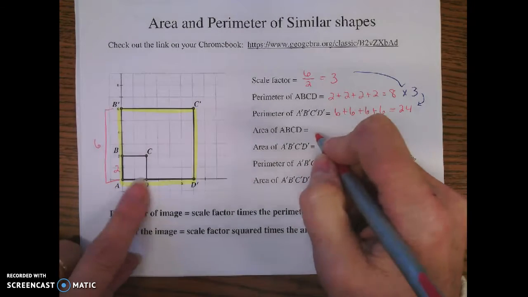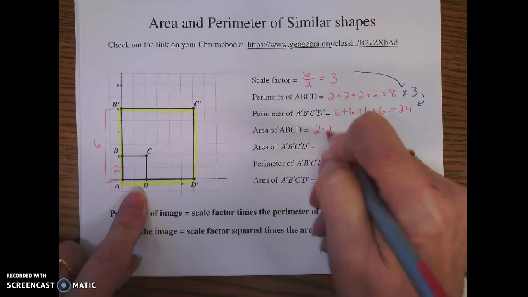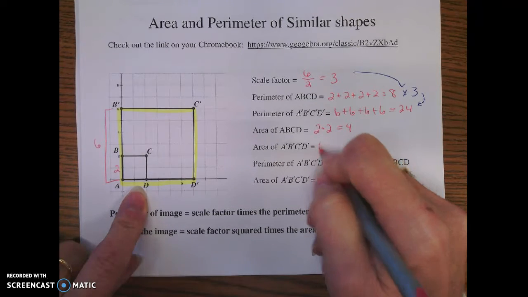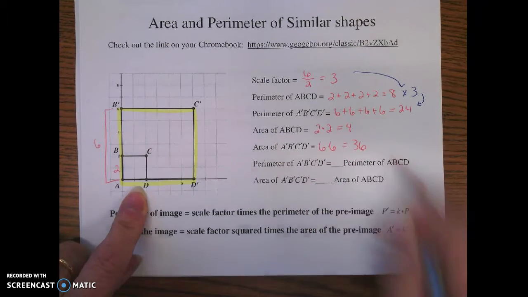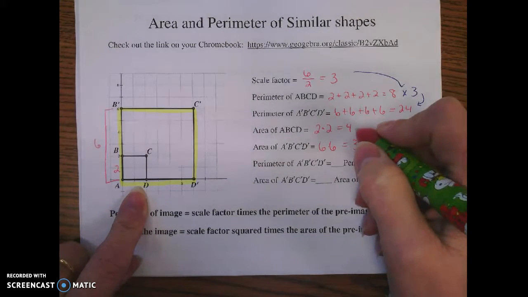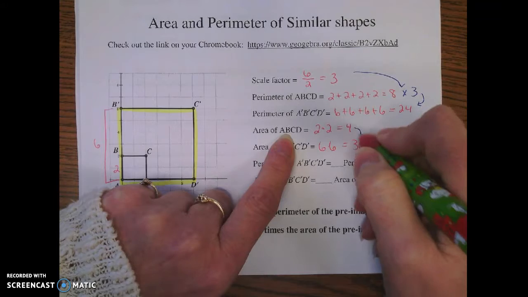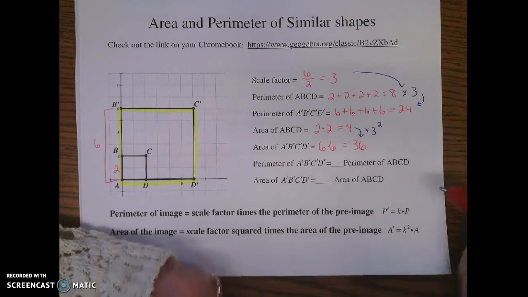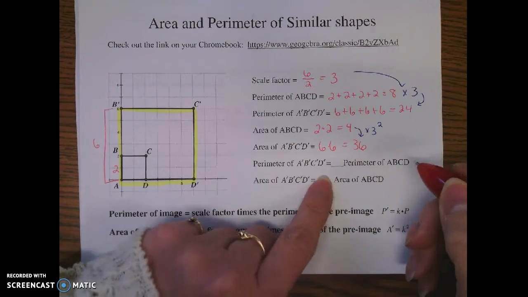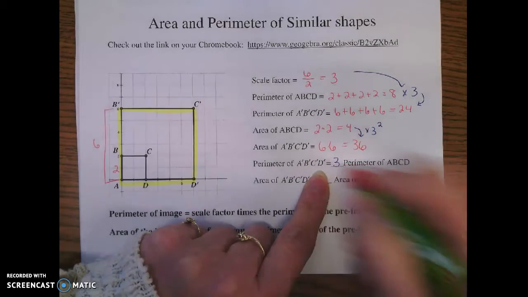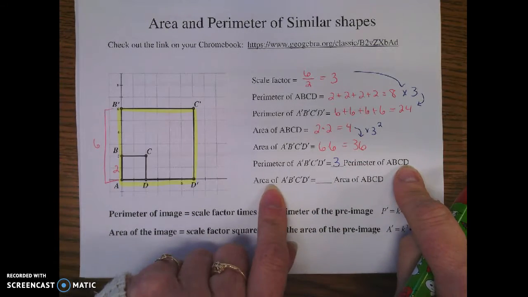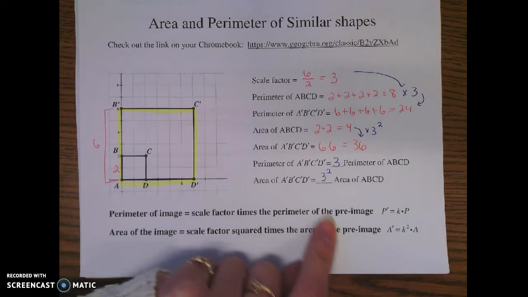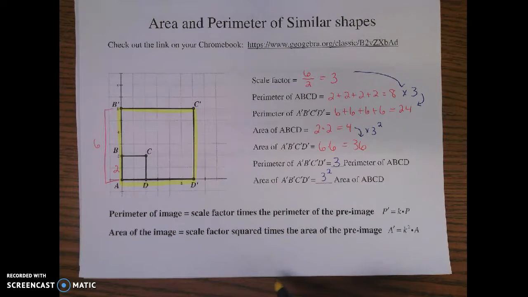If you do area, the area of a square is side times side, so 2 times 2 is 4, the area of the pre-image. The area of the image is 6 times 6, which is 36. So if you were to take the area of your pre-image and multiply it by 3 squared, which is 9, 4 times 9 is 36. So the perimeter of the image is 3 times the perimeter of your pre-image, but the area is 3 squared times as big. I'm trying to get you to remember this rule.